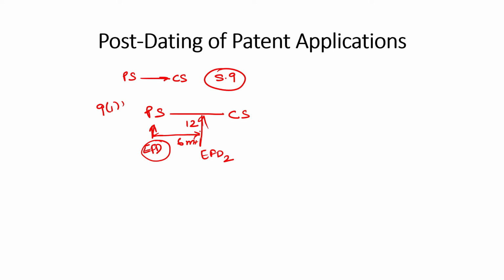So your post-dated effective filing date, which is EFD2, becomes your priority date now, and any 12-month period for the purpose of filing a convention application or a PCT application would be counted from this. Section 9.2 is somewhat similar.